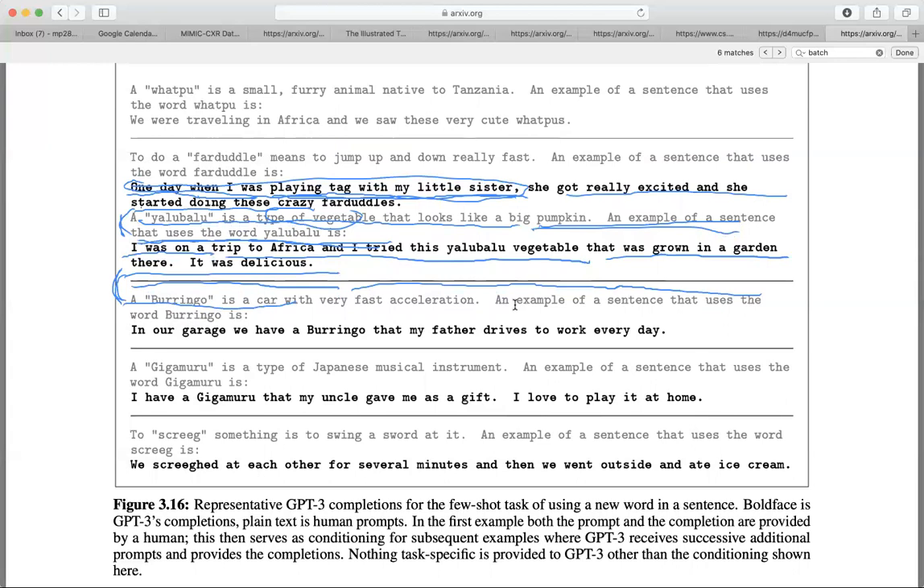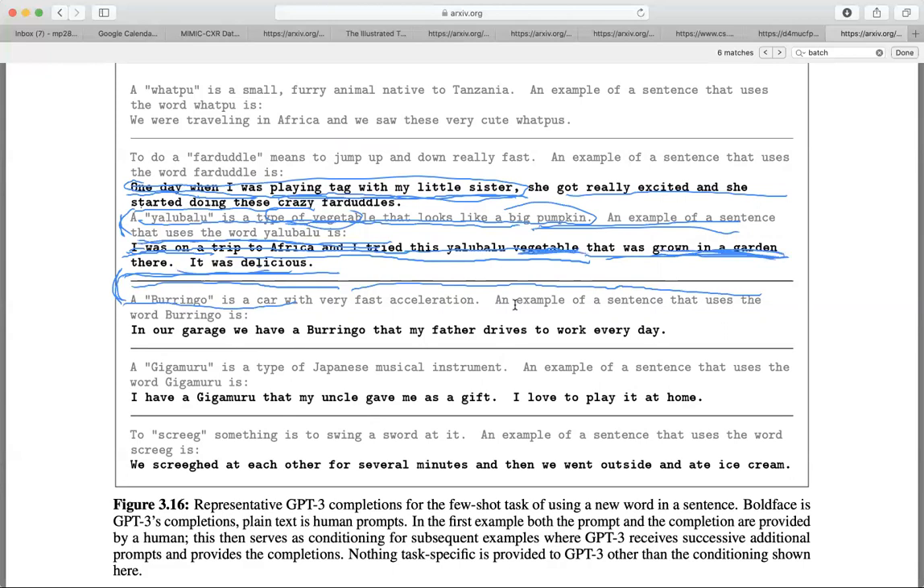This is just crazy because, again, yalubalu is a big pumpkin, and that's it. Yalubalu is a type of vegetable that looks like a big pumpkin. It doesn't say anything about the origin or the region where it is grown, but GPT-3 somehow thinks that it is natural to generate a sentence where the subject goes on a trip to Africa and tries this yalubalu vegetable. It was grown in a garden there. It was delicious, and it just understands that vegetables are grown in a garden.